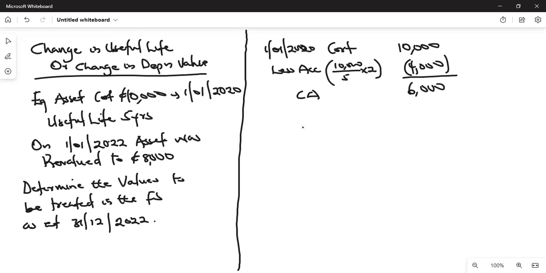And this one is revalued to 8,000. So the revaluation gain, or revaluation surplus, is 2,000. Where would the figures go? This one will go to OCI.